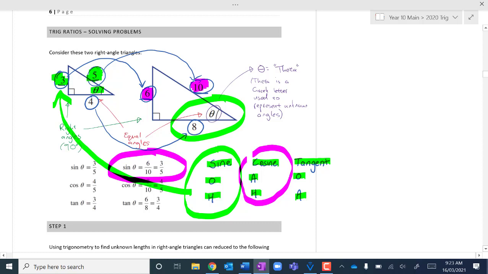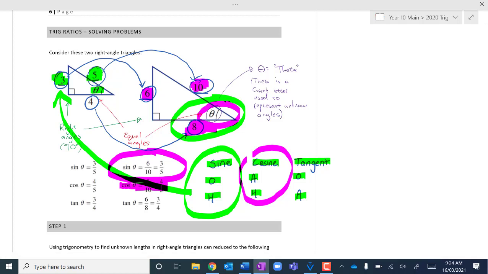Doesn't matter which one we look at, but look, see here, we're looking at the angle theta. Cosine uses the adjacent, so 8 is adjacent to theta, and 10 is the hypotenuse. So 8 over 10 is 4/5, so cos theta is 4/5. Tangent likewise, by the way, is opposite over adjacent.